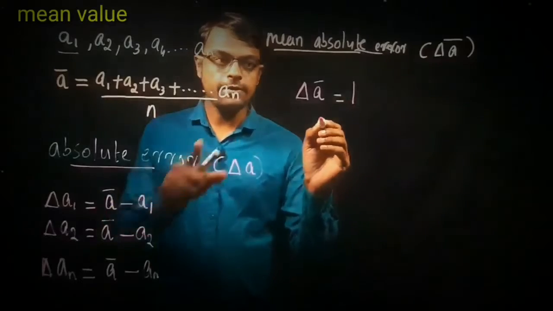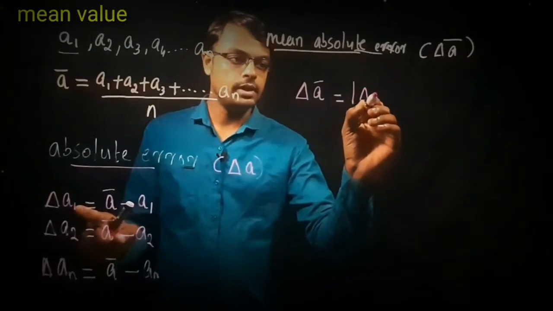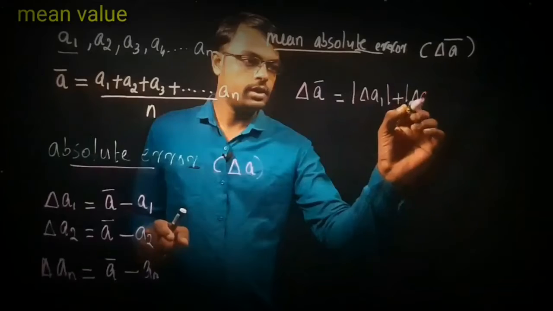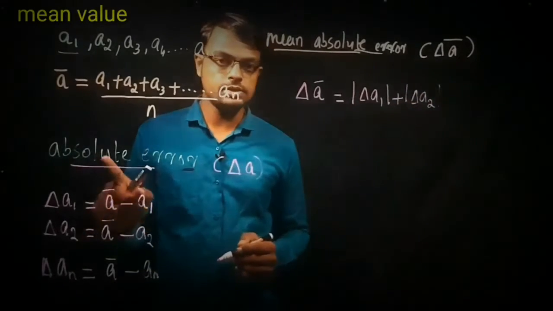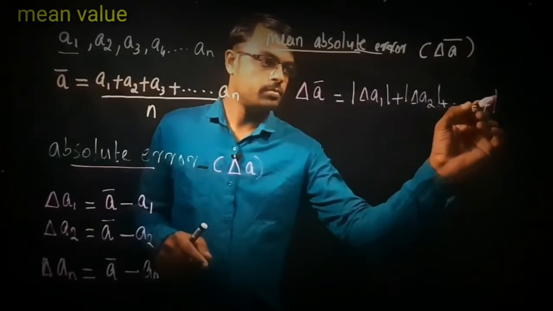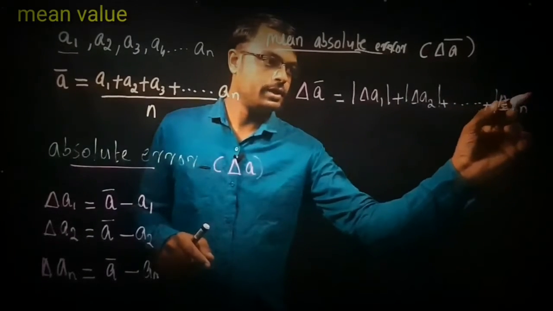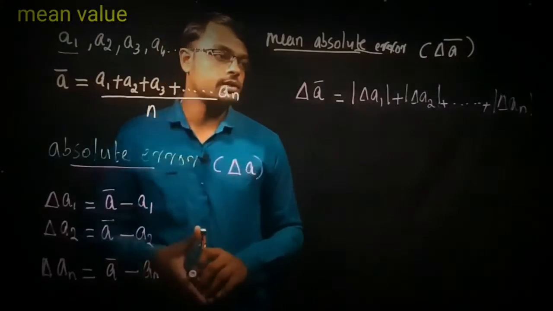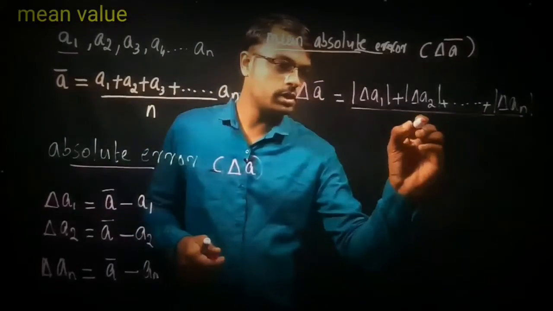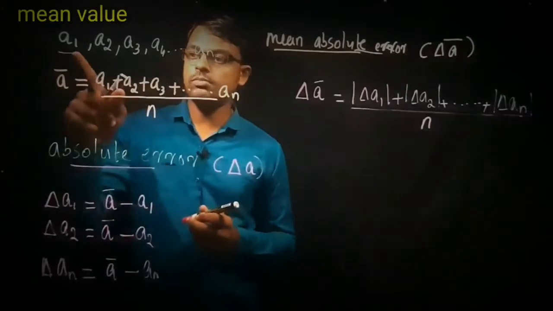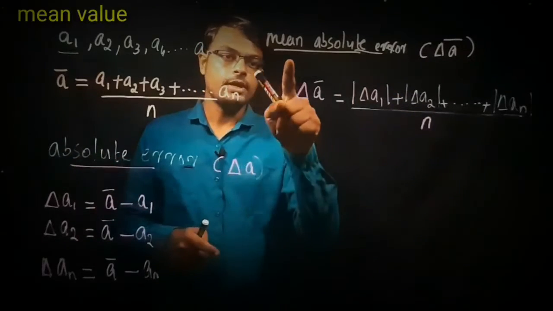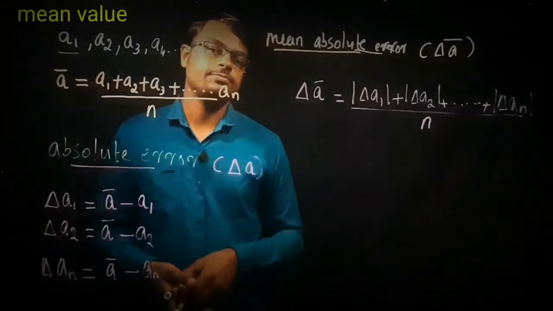So you can write delta A bar is equal to modulus delta A1, the absolute error in the first measurement, plus modulus delta A2, the absolute error in the second measurement, plus etc., plus modulus delta AN. That is the sum of all the absolute errors divided by the total number. You are measuring the quantity n times, right? So the arithmetic mean of all the absolute errors is called the mean absolute error. I hope it is clear.